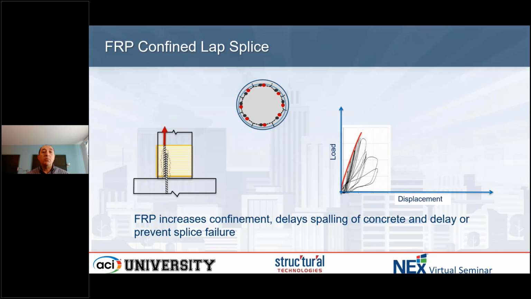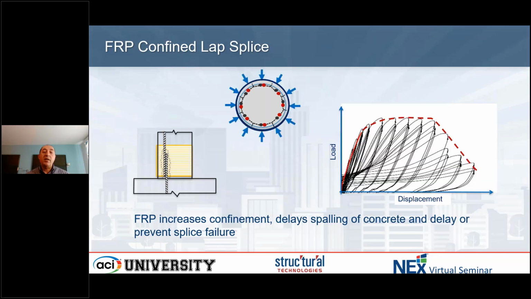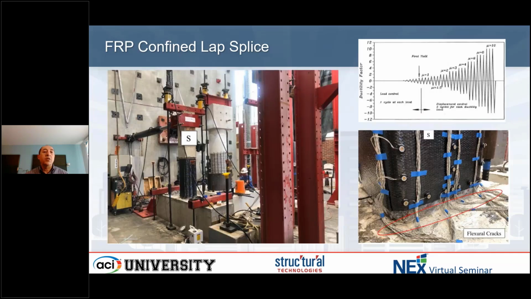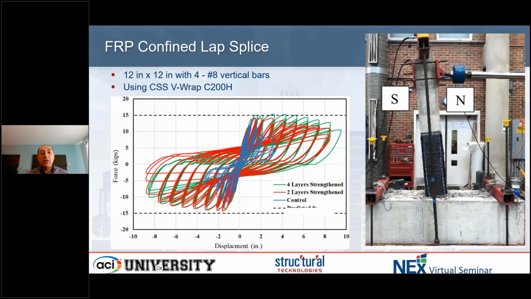Here are some tests for lap splice confinement that we've done over the years. This is an example of a 12 by 12 inch column with 4 corner bars, number 8 bars, 25 millimeter diameter. You can see in blue is the control column where you suddenly get a failure of the lap splice, so we don't achieve lots of ductility.